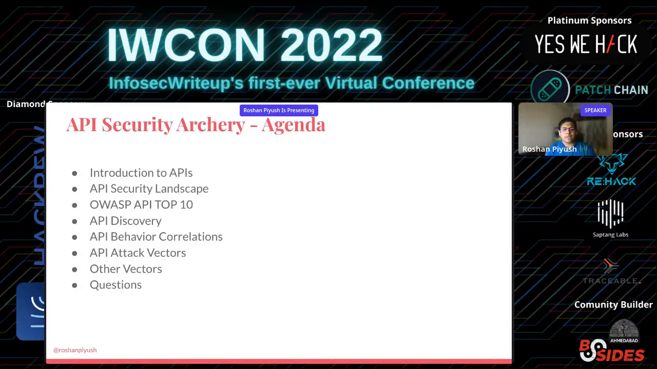Our agenda will be a small introduction to APIs. I'm not going to explain in detail what APIs are, but I will talk about the API security landscape, how it is today, and get a brief overview of the OWASP API Top 10. We will also learn how to discover APIs in our environment and why we want to do that, API behavior correlations, some of the API attack vectors and generic vectors. And in the end, we'll take questions.